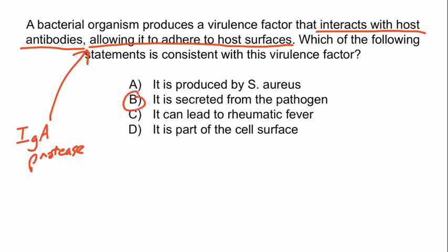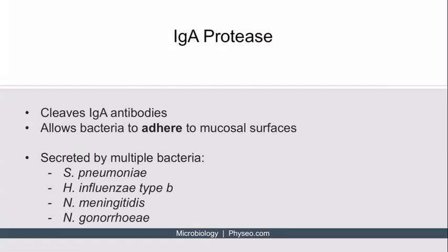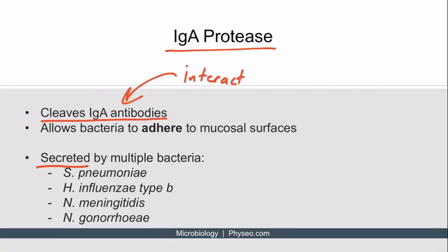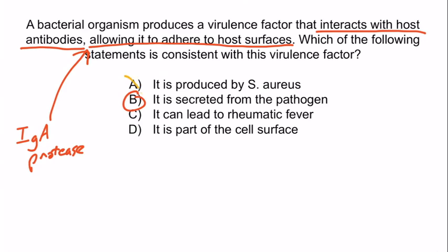It is secreted from the pathogen. Recall from our discussion that IgA protease is secreted by multiple bacteria, and it cleaves the IgA antibodies. In other words, it interacts with those antibodies, and this allows the bacteria to adhere to mucosal surfaces, as the question suggests. Now choice A is wrong because Staph aureus does produce a virulence factor that interacts with host antibodies.